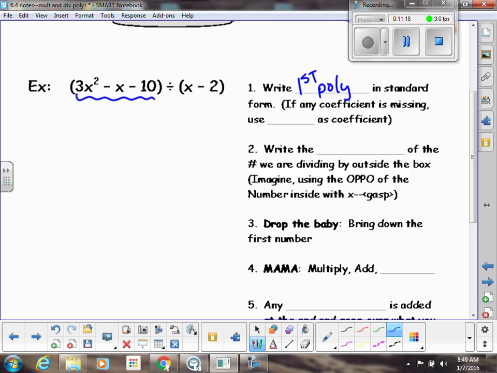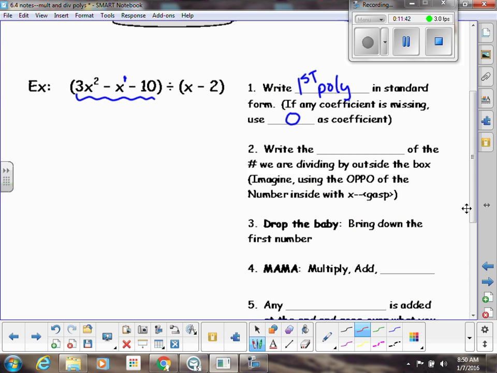If any coefficient is missing, we're going to use 0 as its coefficient. All right, so I have 3x squared. The next power down is 1, and I see that that's not missing, so we're good. And then I have 10. All right, so I don't have to worry about the 0 in this particular problem. So I know that that first polynomial is written in standard form, so I'm good there.